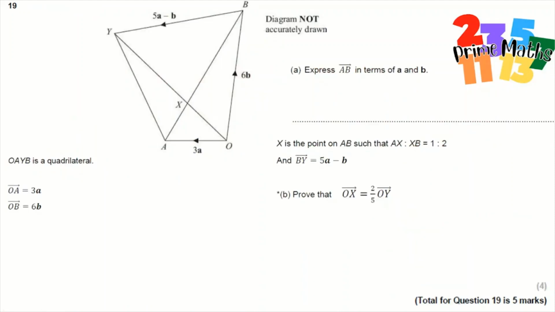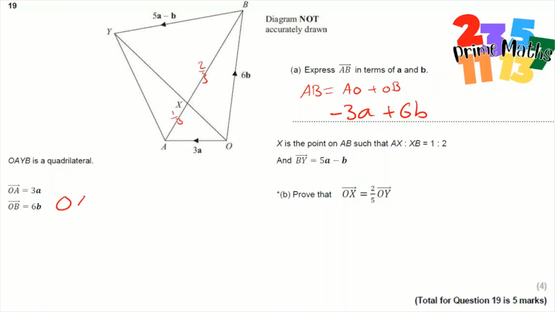Question 19 is a vectors question. So part A is express A to B. A to B, we would go from A to O and then from O to B, and this is just minus 3A plus 6B. For part B, we want to prove that OX is 2/5 of OY. We've been told that AX to AB is 1 to 2, so this is a third and this is 2/3.